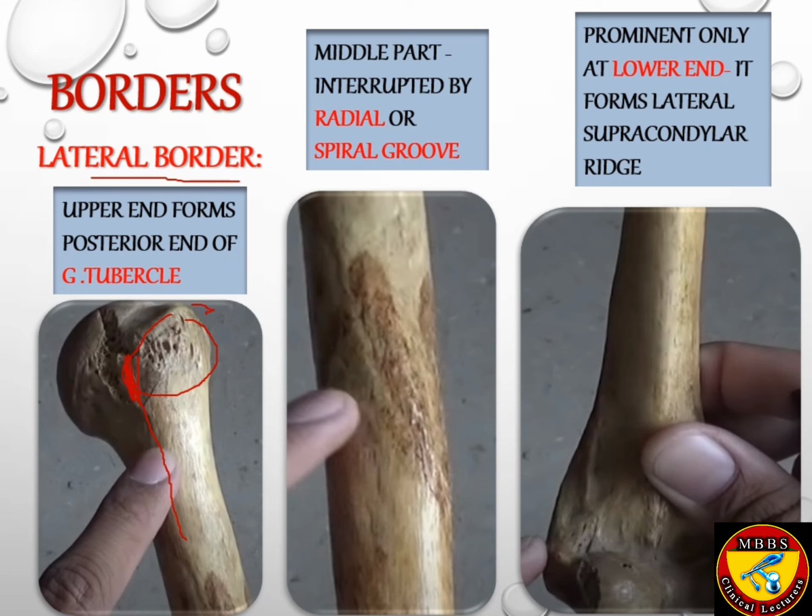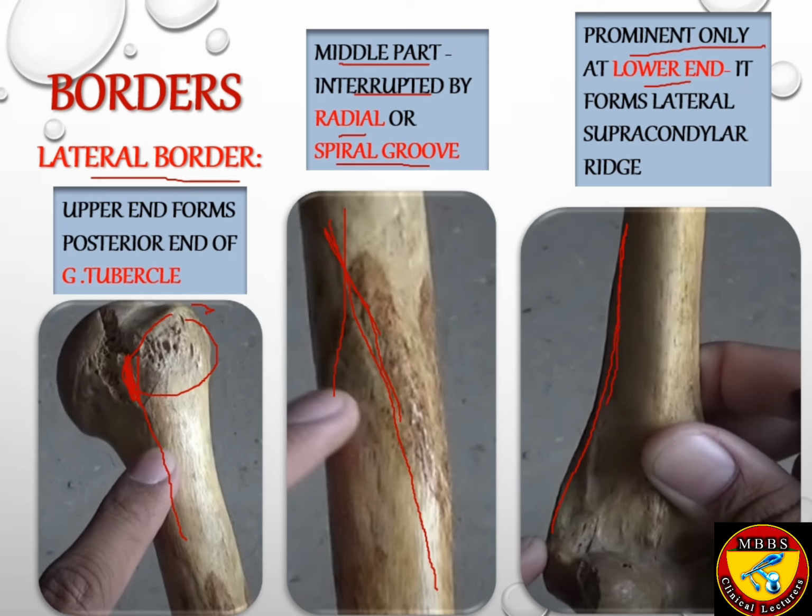This is the middle part of the lateral border, which is not clear. In the middle part, it is interrupted by the radial groove or spiral groove. This is the radial groove or spiral groove which interrupts this border. And then it is prominent only at the lower end. This is the lower end. This is prominent at its lower end.